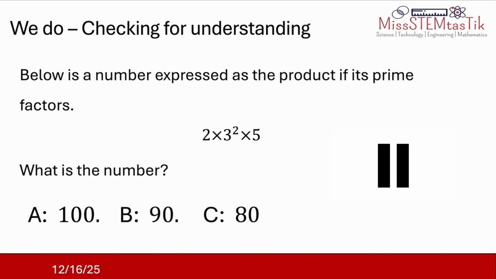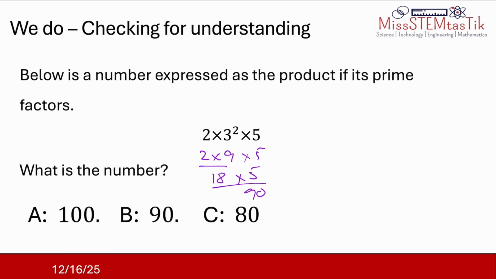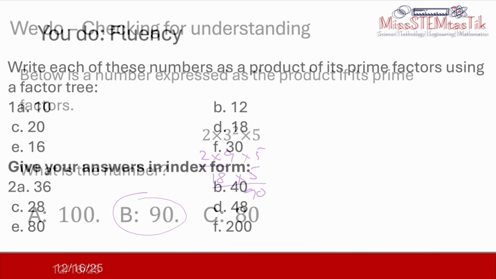Okay, I'd like you to pause the screen now and have a go at this question. Okay, so we'll start by multiplying the powers first. So 2 times 3 squared is 2 times 9, times 5. So 2 times 9 is 18. And 18 times 5 will give us 90. So this answer B is correct.